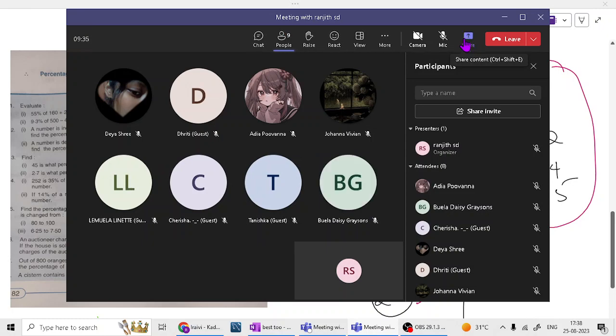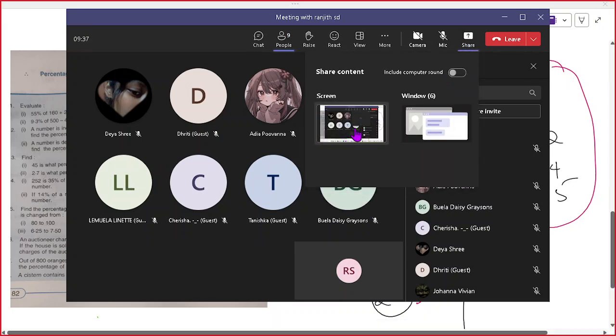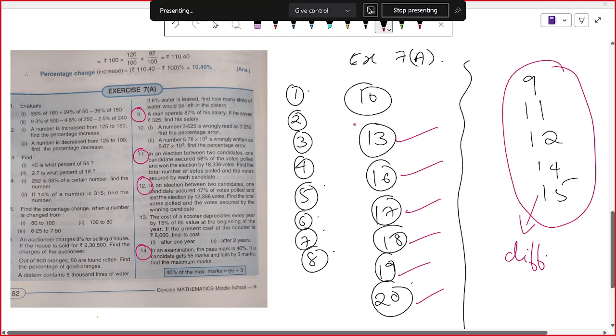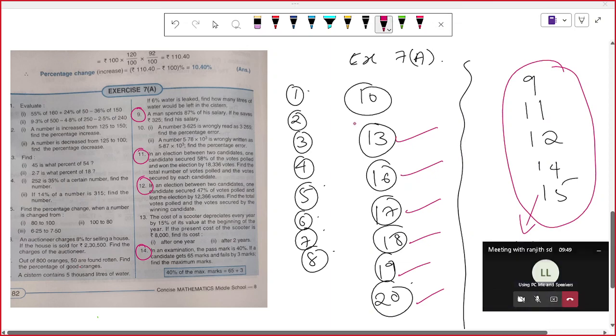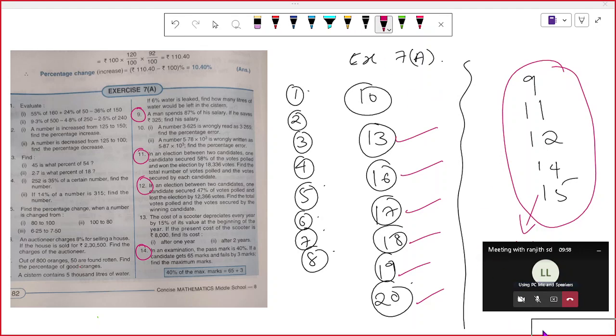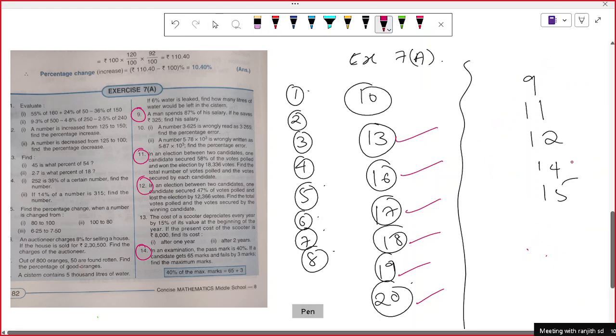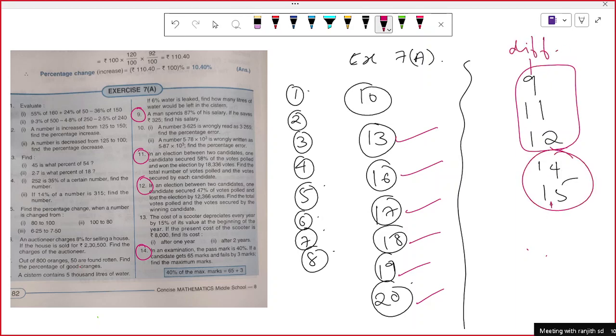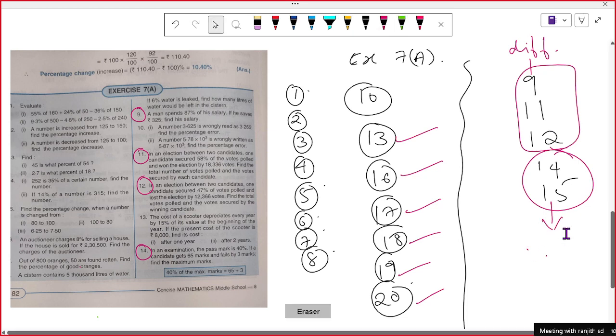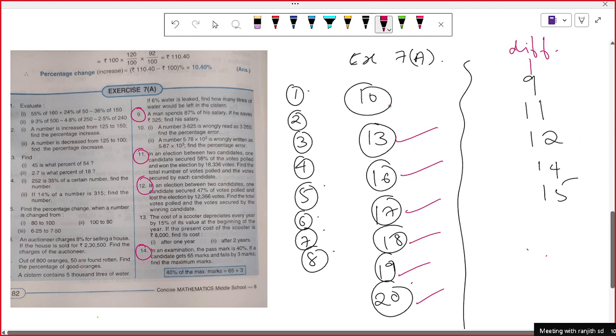Did you ask anything? Can you show it, sir? I am able to see the screen, sir. Okay, mark the 9th, 11th, 12th, 14th and 15th as pending. We'll do them later. Only these three are difficult; the other two, 14th and 15th, are easy. Yesterday we finished the 10th. Shall we start the 13th question?